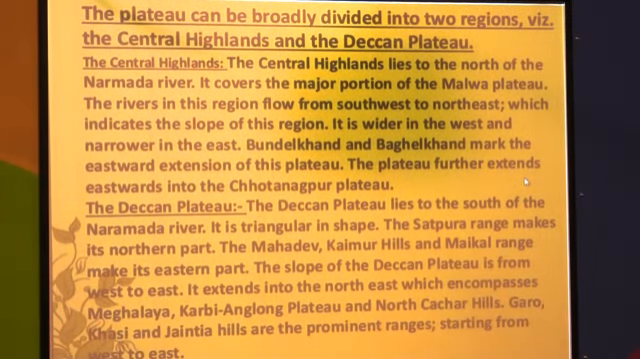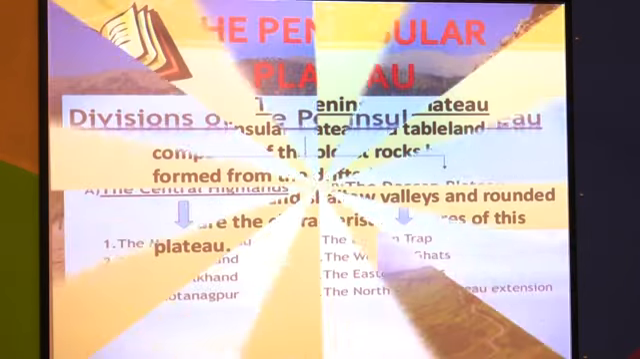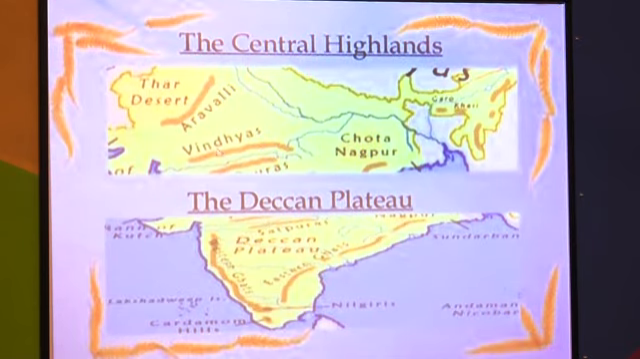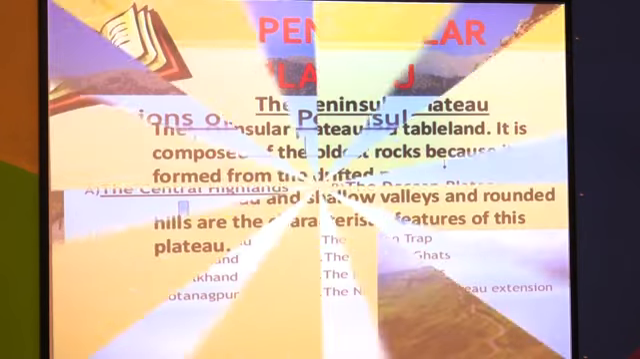So when we observe that Chambal, Betwa, Son rivers, they are flowing in the northeast direction and they mix with the Ganga river. So the slope of this central highland is toward the northeastern part. It is wider in the west and narrower in the east. Bundelkhand and Baghelkhand mark the eastward extension of this plateau. The plateau further extends eastward into the Chota Nagpur plateau area. So when we observe this map, see here again, this is the Bundelkhand, Baghelkhand area. Here it's wide and here it's narrow, and it extends further up near the Chota Nagpur area, also covered by this central highland area.